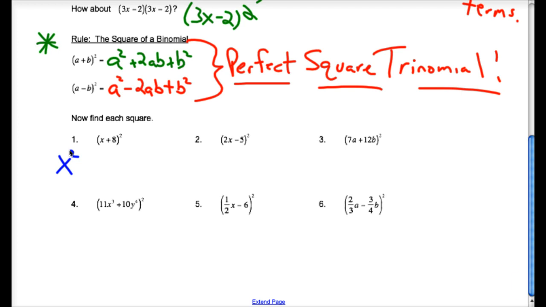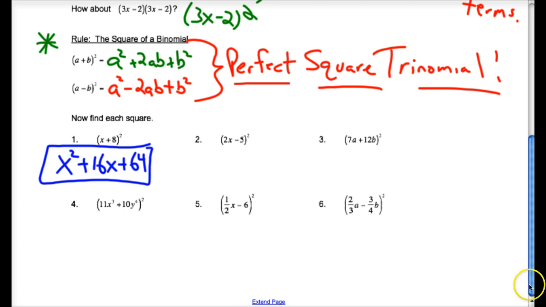Multiply x and 8 together. So 8x. Double it: 16x. Give me a sign: plus 16x. Square the last piece: 8 squared, 64. Plus 64. That's the answer. If you did FOIL on it, you would get the same thing, but it's so much easier to know the rule. And what's that thing called in the box? That's a perfect square trinomial.